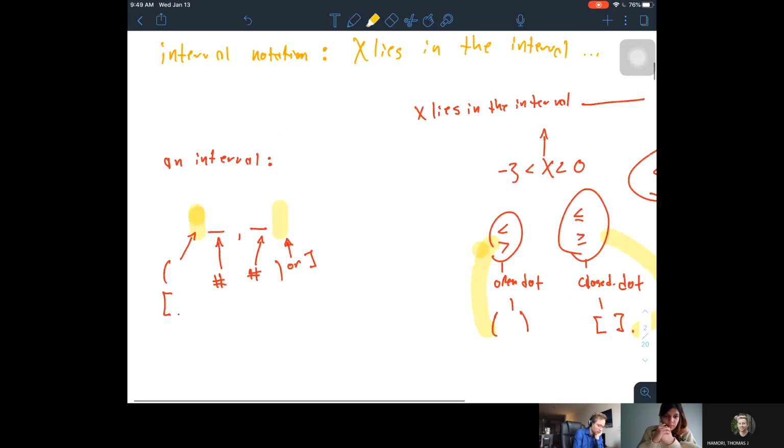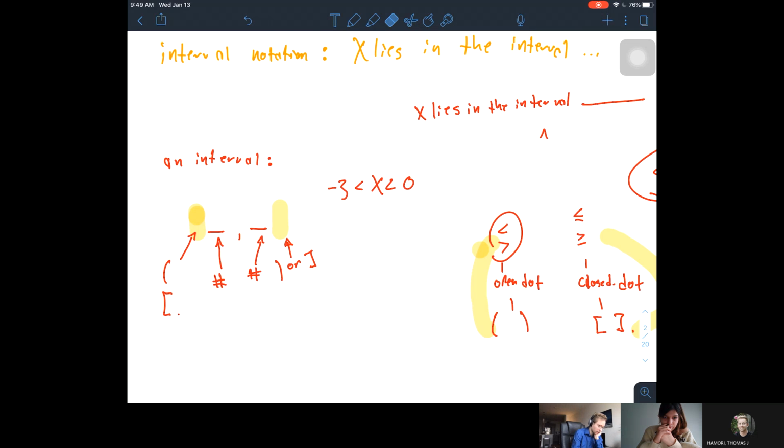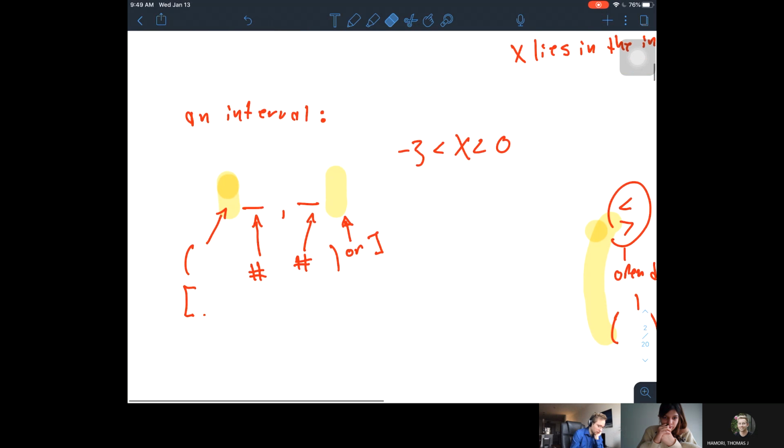In our particular case, we've got -3 less than x less than 0. We're going to take the smaller number and put it on the left side. Smaller number goes on the left side. Larger number goes on the right side.